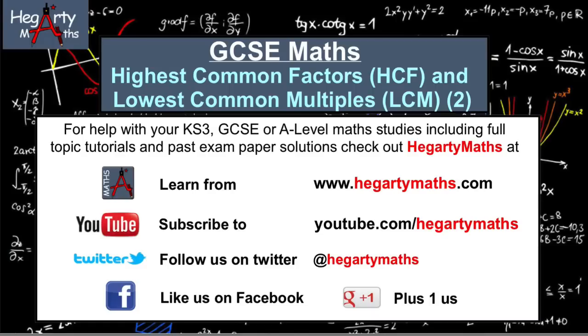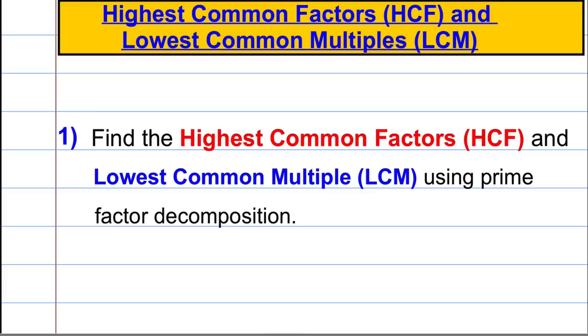It's Mr. Hegarty here, and in this video we're going to talk about the highest common factors and lowest common multiples of numbers. It's the second video on this topic. In particular, we're going to focus on finding the HCF and LCM of bigger numbers, and for that we're going to need a new method using prime factor decomposition.